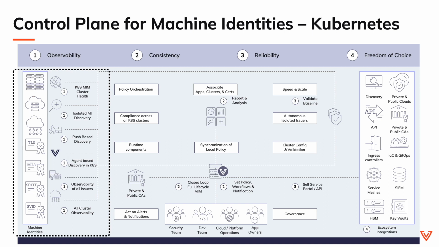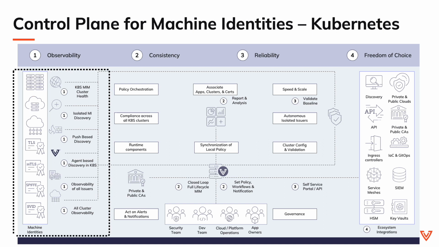Observability includes discovery of certificates used in cloud-native environments like Kubernetes and OpenShift. Cloud-native machine identities are TLS certificates used for ingresses, mutual TLS certificates used in pod-to-pod communication and service meshes, and SPIFFE SVIDs. You get visibility into the health and configuration of Cert Manager across all Kubernetes clusters, as well as visibility of certificate configuration across all clusters. And the control plane discovers even those certificates that are not managed by Cert Manager. Not only visibility, but validating that certificates are correctly installed and adhere to policy.